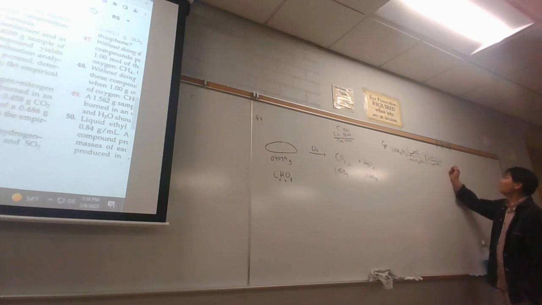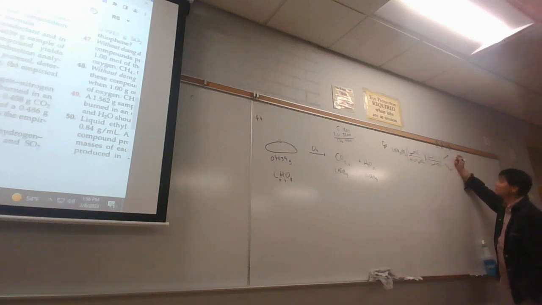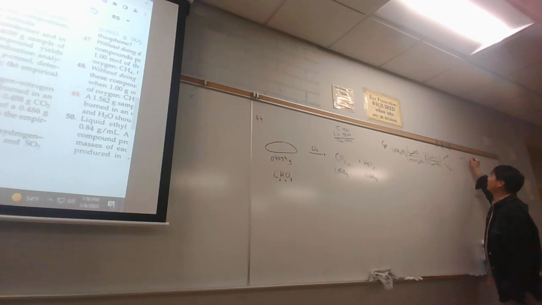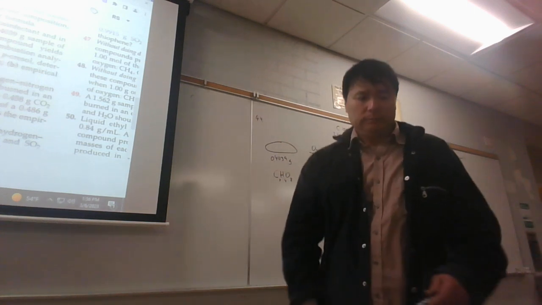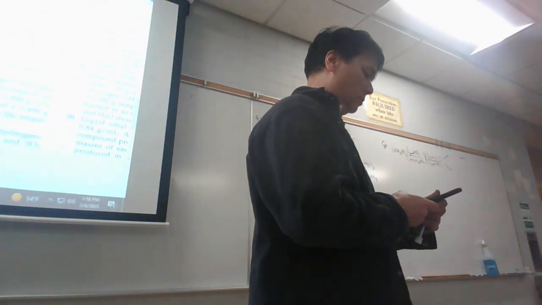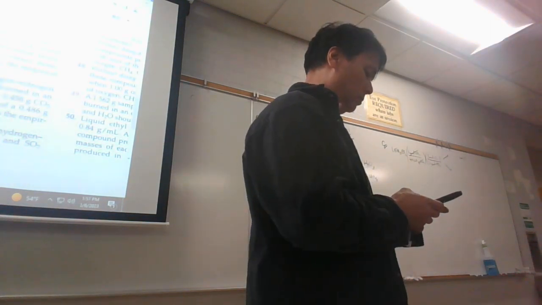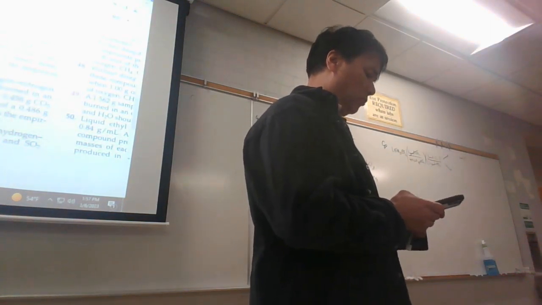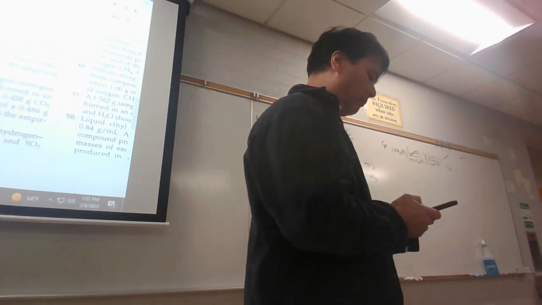Now, formulas are mole ratios. And so what I'm going to do is I'm going to do a branch here. On the top branch, I'm just going to calculate the moles of carbon. So let's go ahead and do that. 1.1518 divided by 44.01.